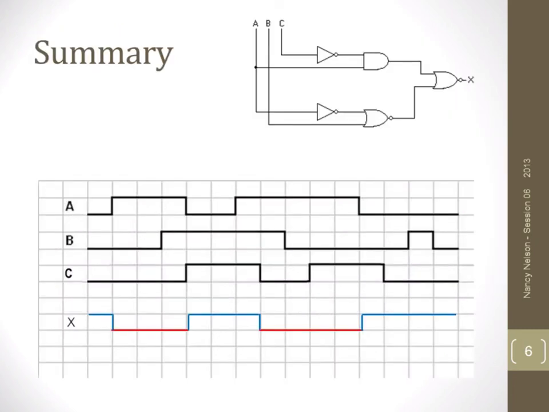So in summary, when we're given a timing diagram that shows the input patterns for all of our inputs, we're able to define over a period of time how our output X in this case is going to behave based on our input waveforms.